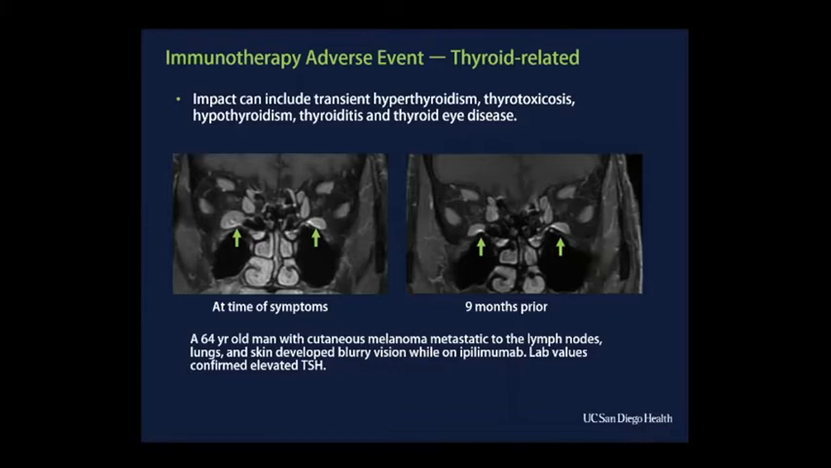And we thankfully had a prior MRI from 9 months earlier when he was asymptomatic, but they were scanning his brain as part of his melanoma workup. And that confirmed that he had a normal appearance of his extraocular muscles at that time. So after the MRI, we called the referring clinician, he had blood work, and they confirmed his elevated TSH.